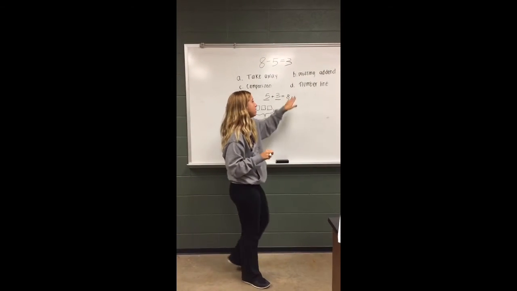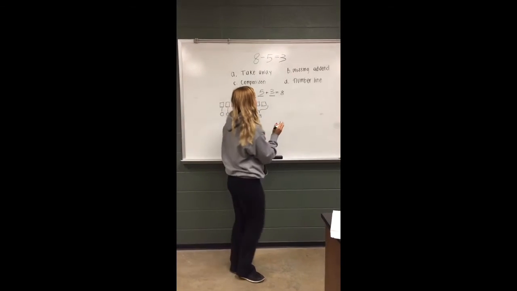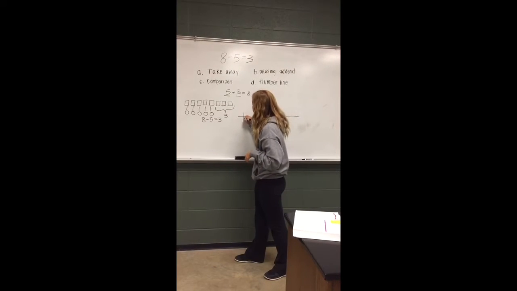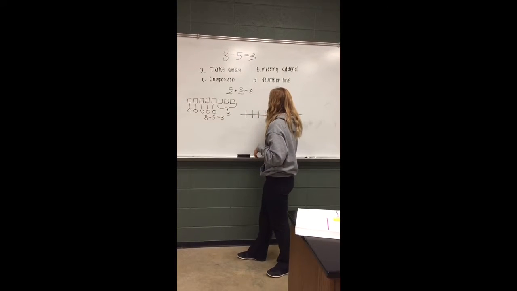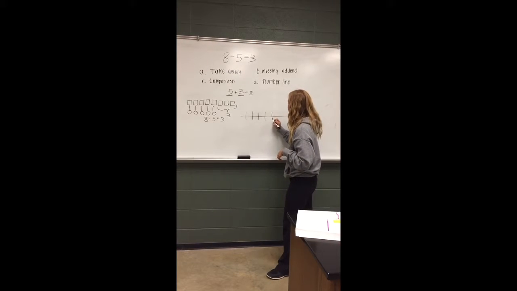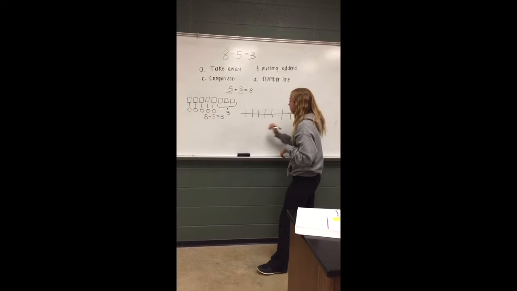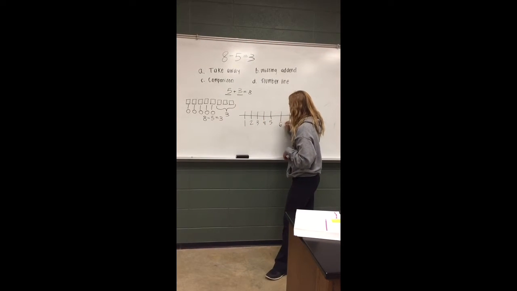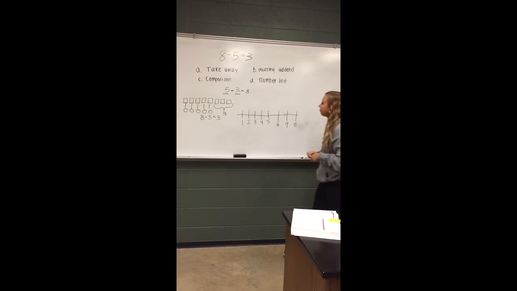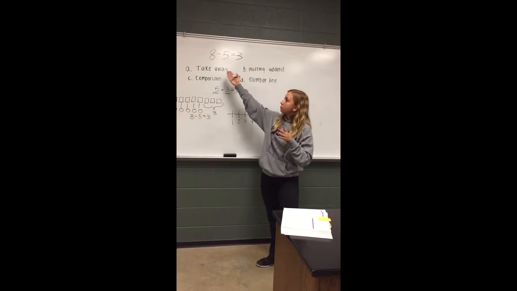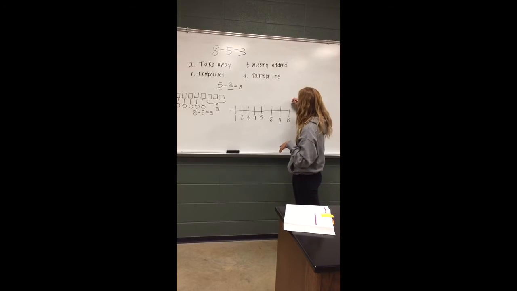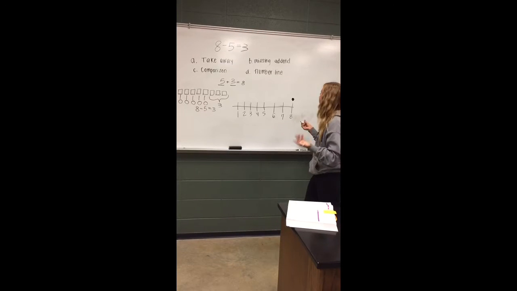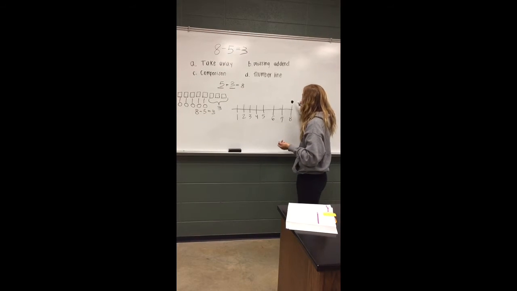Our last model is going to be a number line. And so what I'm going to do is I'm going to draw a number line. And for this number line, I really only need to have 8 lines. So 1, 2, 3, 4, 5, 6, 7, 8. And I'll just label them 1, 2, 3, 4, 5, 6, 7, and 8. So for the number line, my first part of the problem is starting at an 8. So I'm going to start here at an 8, and I can just draw a black mark or a circle or whatever the student would want to draw. I'm going to start at 8.